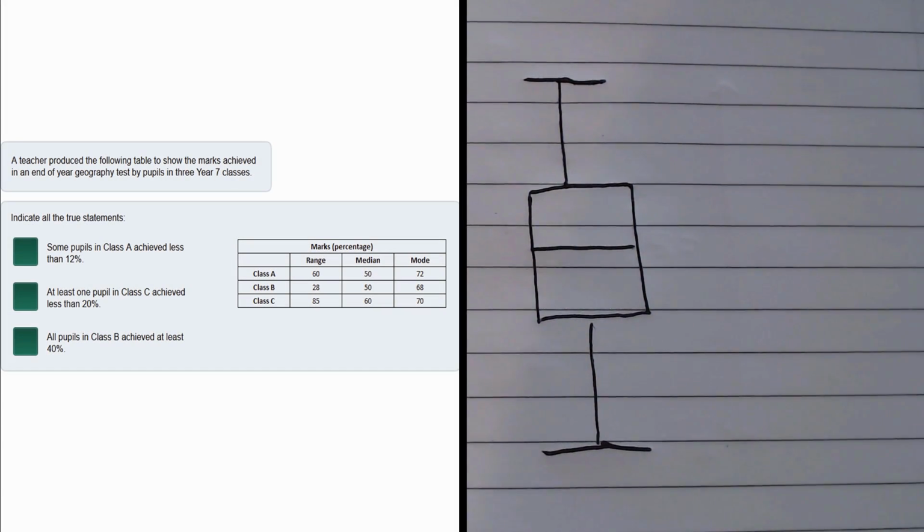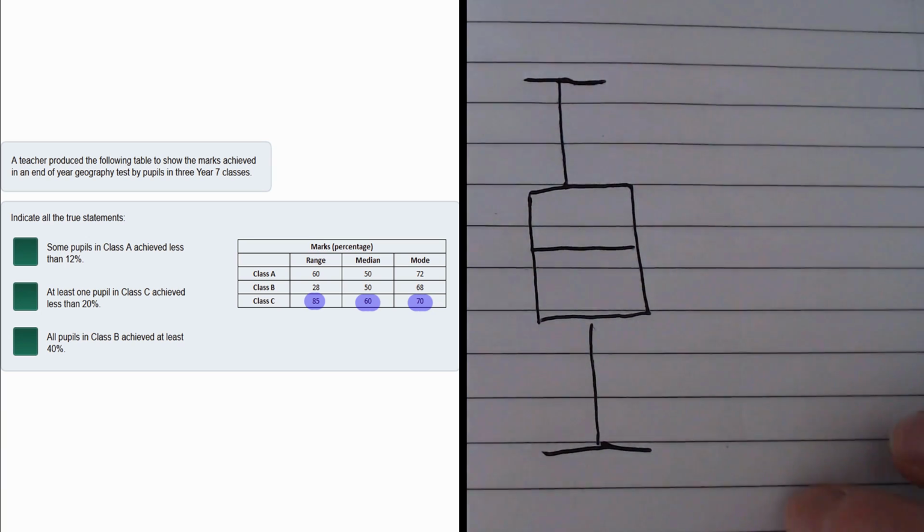Now let's have a look at the second statement. Well, the second statement claims that at least one pupil in Class C achieved less than 20%. Well, again, let's have a look at the statistics for Class C. So we can see here that the range is 85, the median is 60, and the mode is 70. So let's put these onto a generic box plot again.